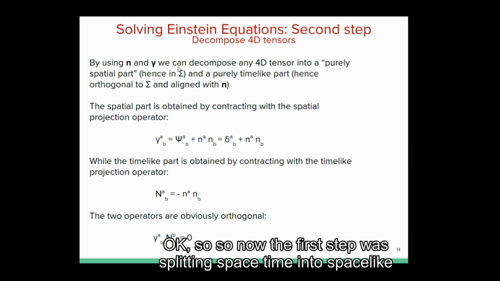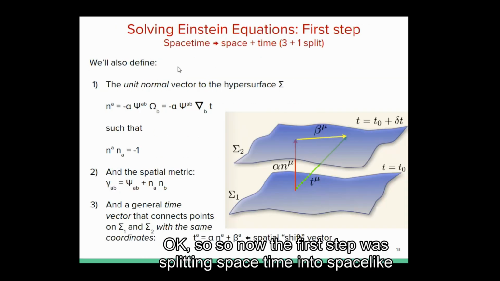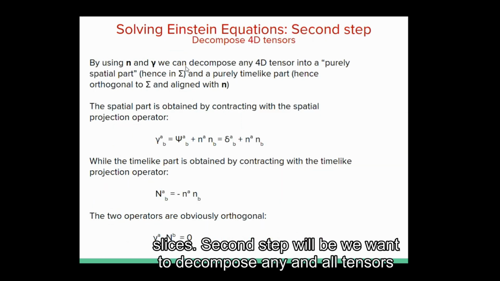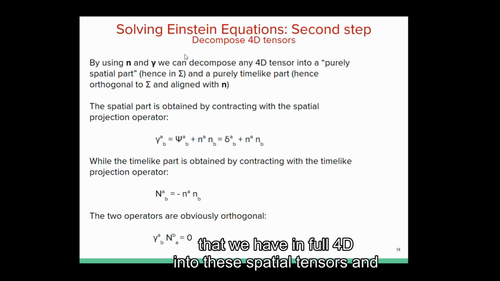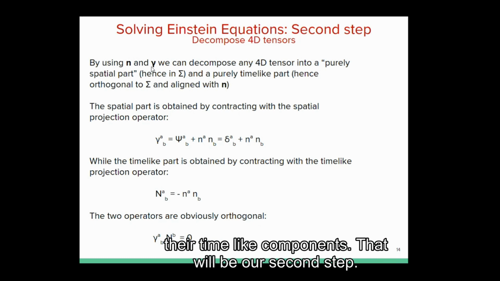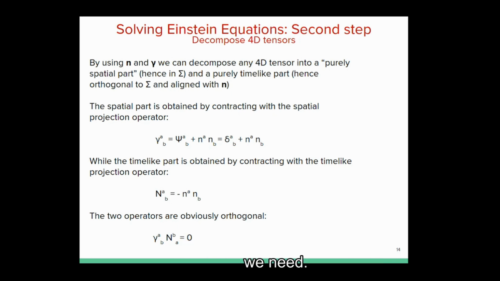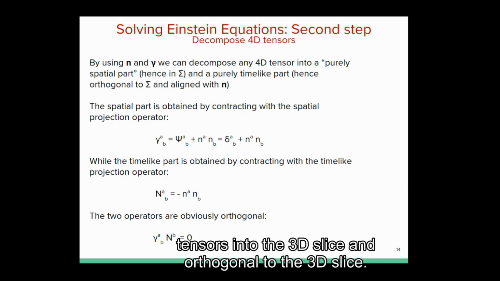Okay. So now, the first step was splitting space-time into space and time. The second step will be, we want to decompose any and all tensors that we have in full 4D into these spatial tensors and their time-like components. So that will be our second step. Actually, the second step is figuring out how to do it. And to do that, basically what we need are projection operators that will project tensors into the 3D slice and orthogonal to the 3D slice.